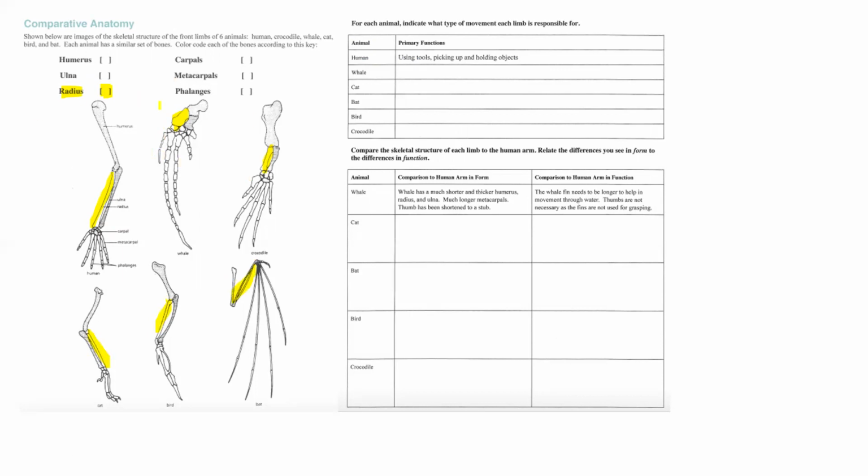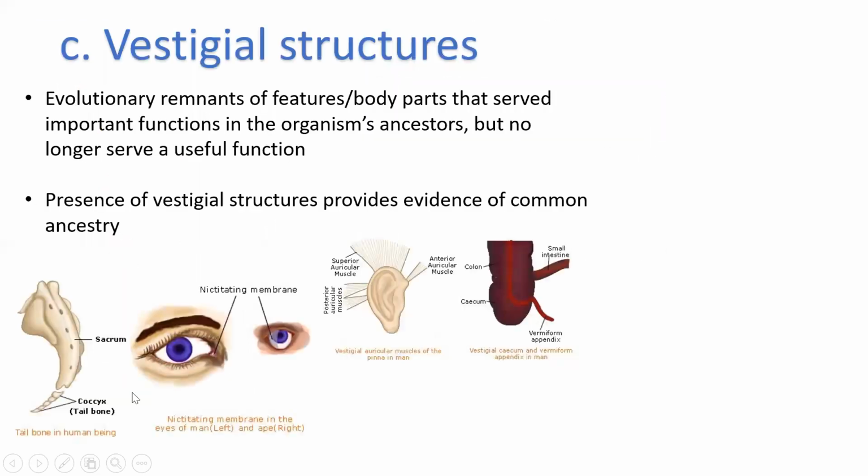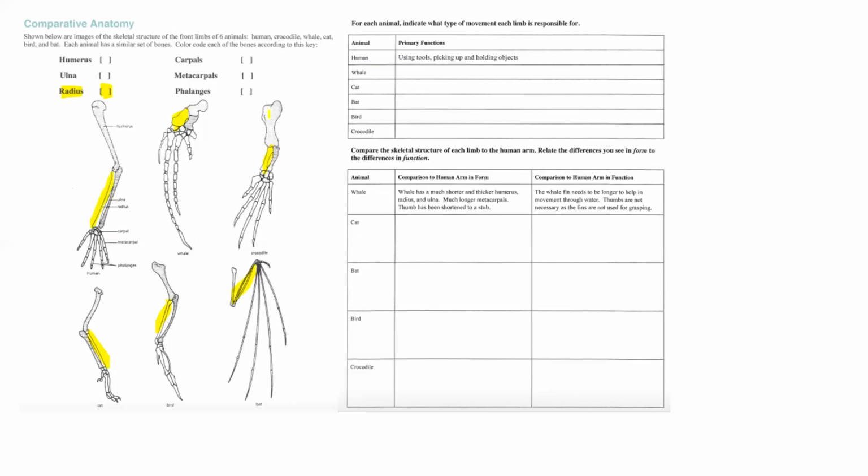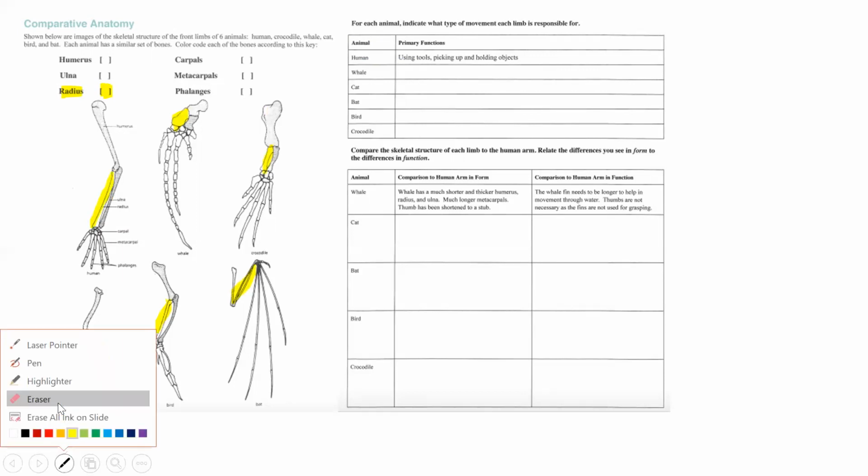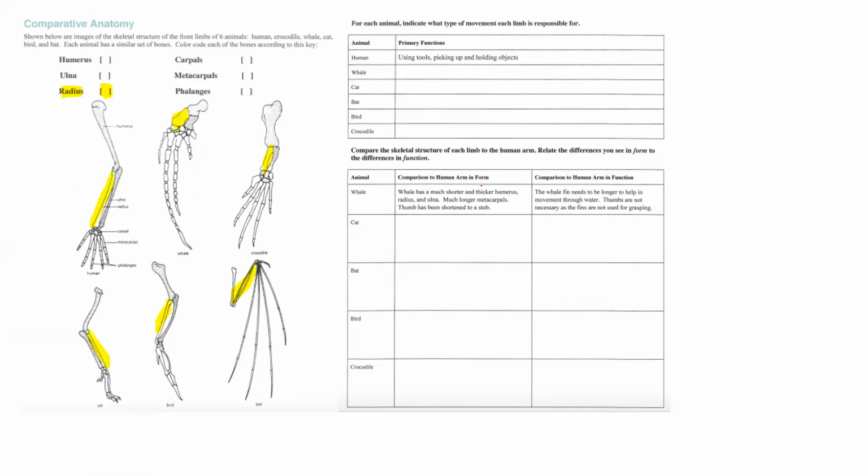Now find the humerus. Do it in a different color. Okay. And then have a think a bit about these questions right here. So we want to just go through some of these. What are they used for, and how are they similar, and how are they different?